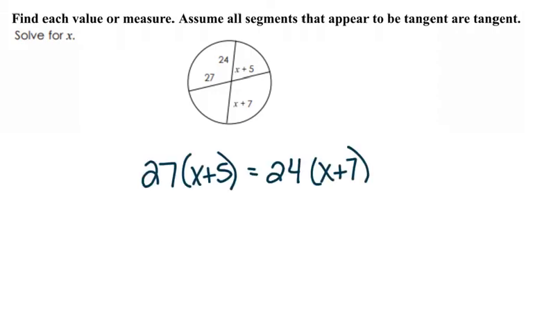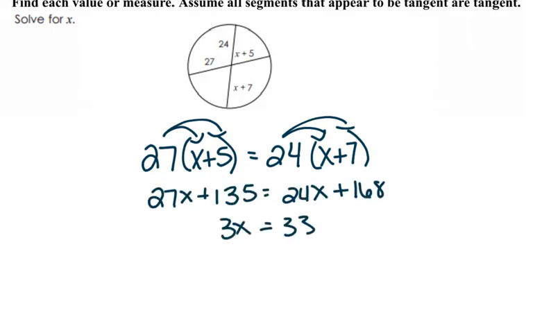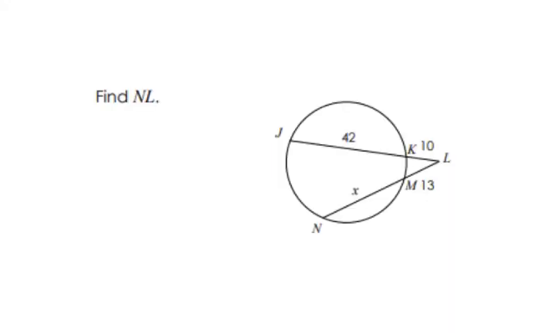Okay, so the two beside each other, 27 and x plus 5, are going to be multiplied, and they're going to equal the other two beside each other, 24 and x plus 7. And now this is just normal math stuff, we're just going to distribute and get our like terms together. So go ahead and pause the video and distribute it and get your like terms together. And then the last thing you're going to do is divide by 3. So x equals 11. So not too bad, but the formulas are super annoying, so I'm sorry.